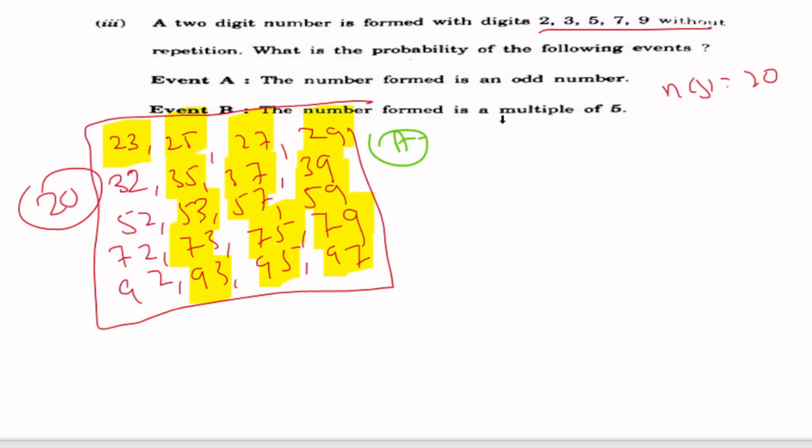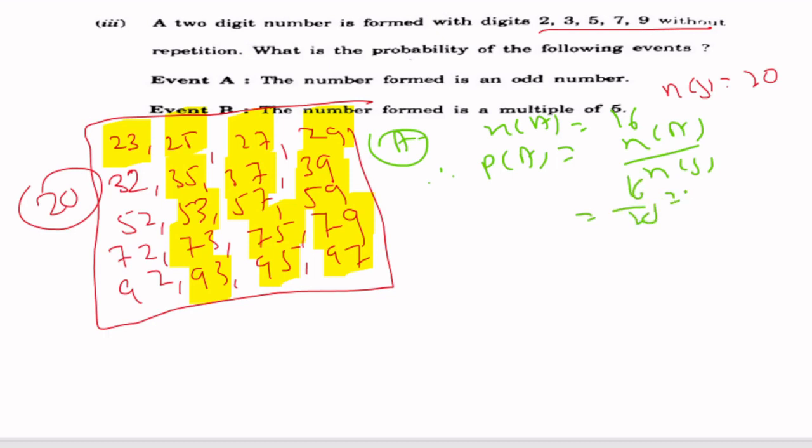So out of 20 numbers, in case option A, the first event, we have the desired result 16. So n of A is nothing but 16. So in the first case, P of A will be n of A divided by n of S, that is 16 by 20. You can cancel: 4 fours are 16, 4 fives are 20, so 4 by 5 is your probability in event A. Isn't it? Let me know if you have any doubts.